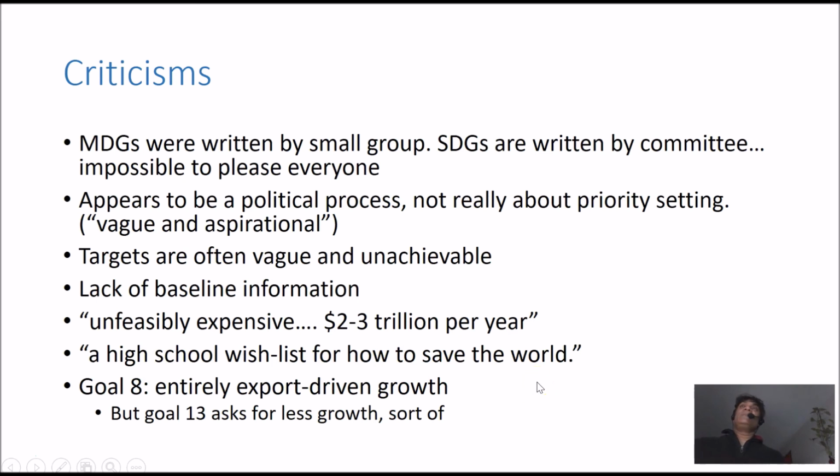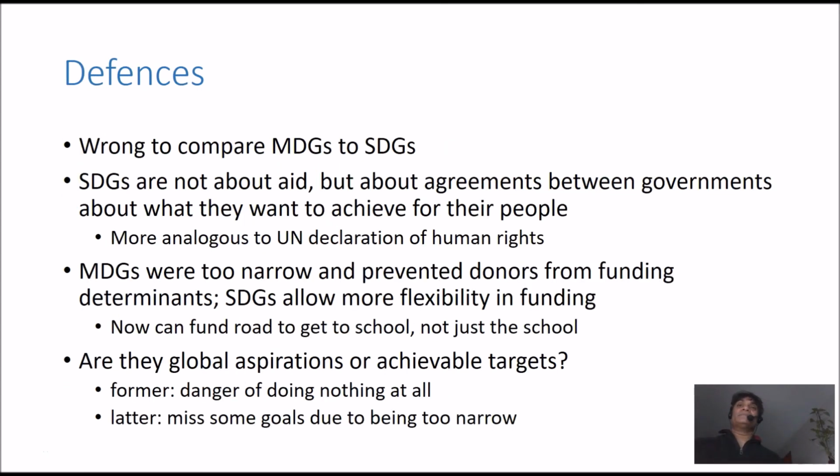And then we have some internal disconnections or conflicts within the list themselves. For example, goal number 8 is all about economic growth. So improve your export economy, be more productive. All that has to do with consumption and growing your economy. But goal number 13 sort of asks for less growth, to be more constrained in how we define wealth. So the two are in opposition to each other. How do you reconcile that conflict?